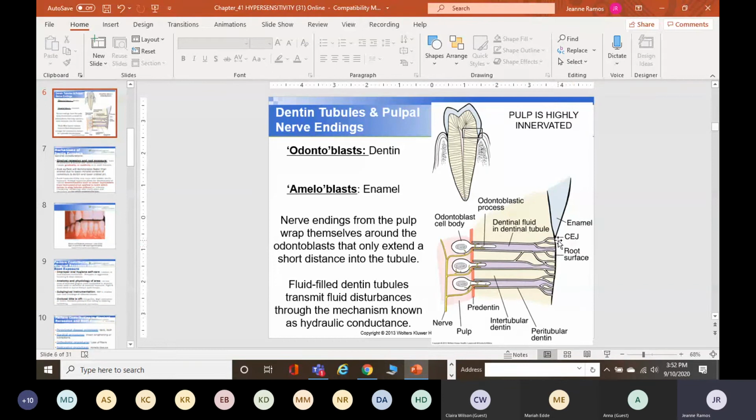There'll be a picture in there of kind of what it looks like. But this is kind of, the pulp is very, very highly innervated. So you can see the pulp's got nerves running, little pieces of nerves running out. Does that make sense? Does anybody not understand that?